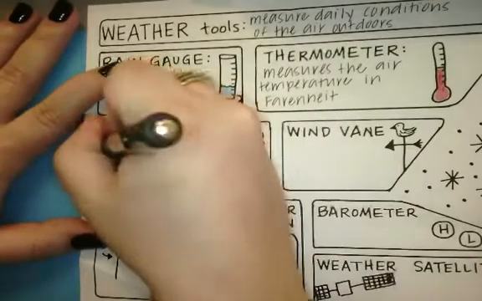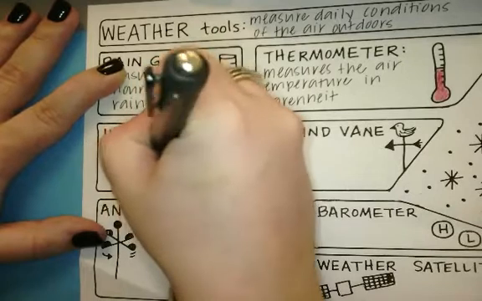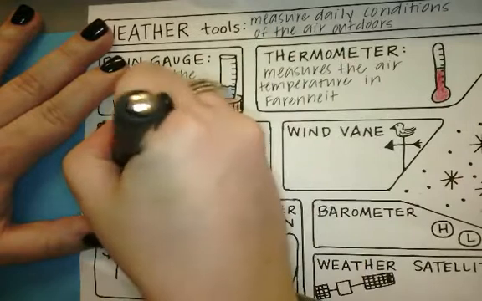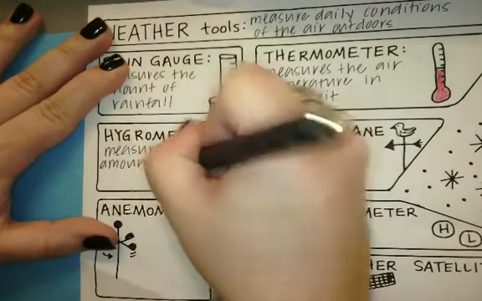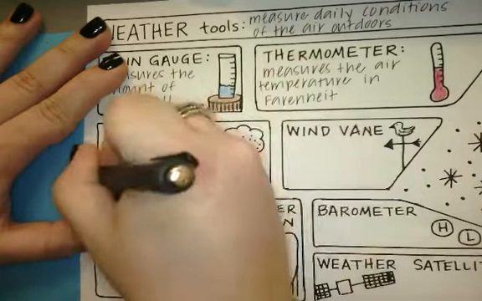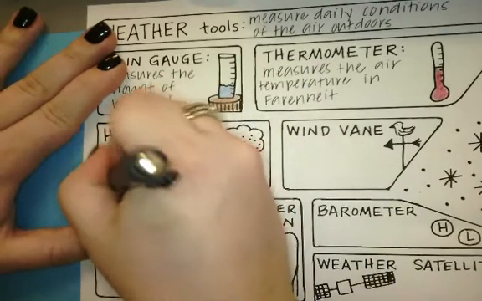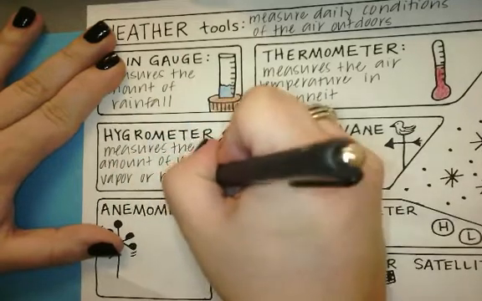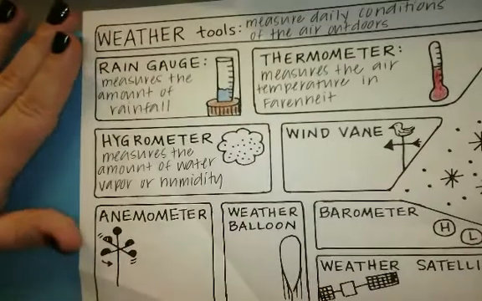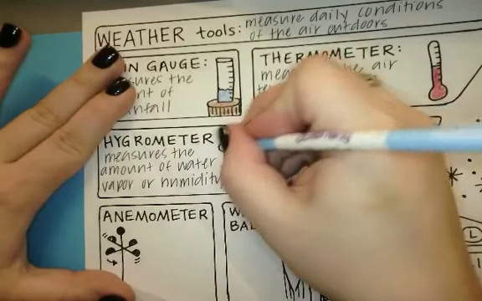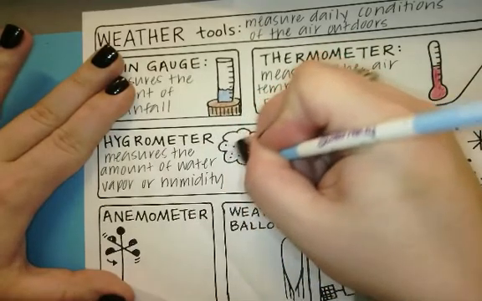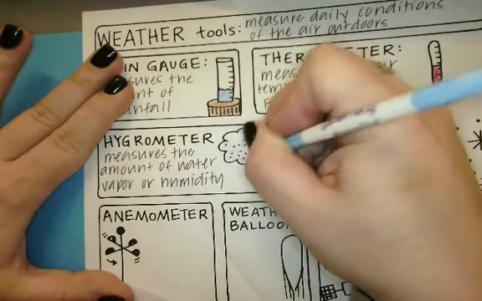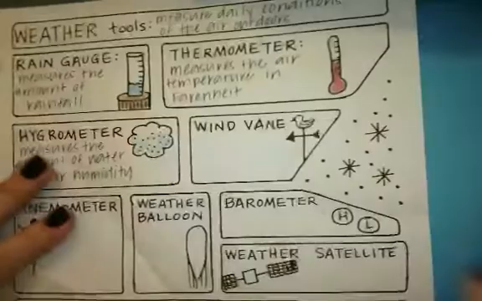Okay, hygrometer is next. A hygrometer measures the amount of water vapor or humidity in the air. I'm going to color my little cloud in here to show that there is some level of water vapor in our air.